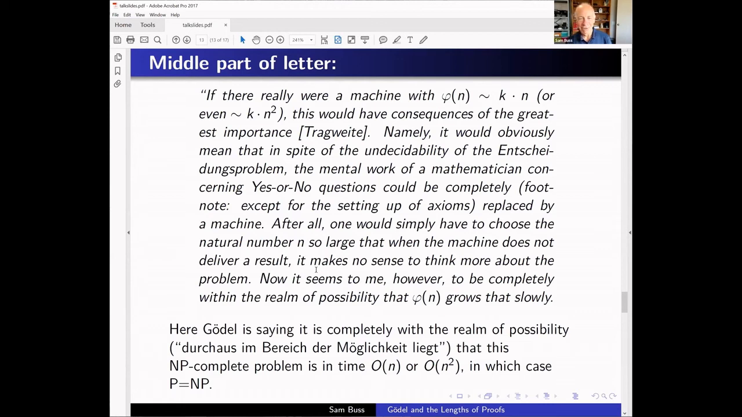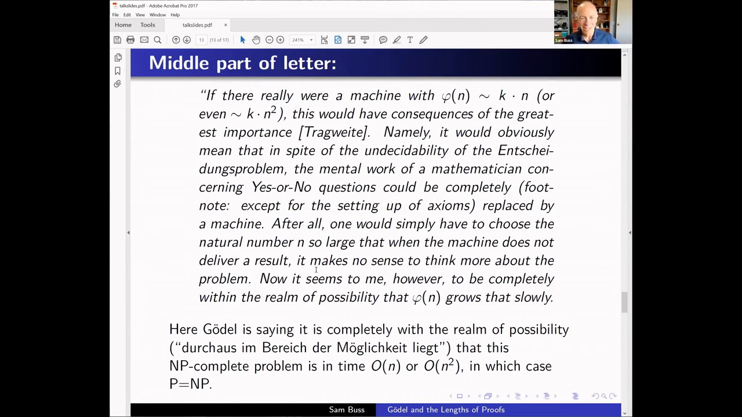Now, it seems to me, however, to be completely within the realm of possibility that phi of n grows that slowly. So Gödel's saying here it's completely within the realm of possibility, and his phrase in German was durchaus im Bereich der Möglichkeit liegt, that this NP complete problem is in time order n or order n squared. In which case we have P is equal to NP, because this question of deciding whether something has a proof of length n is easily shown to be NP complete.